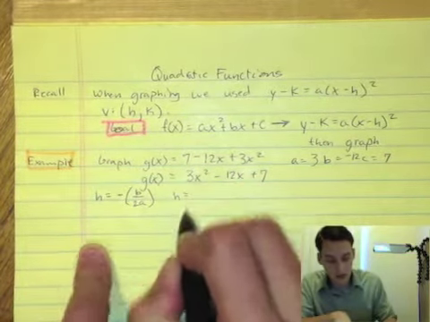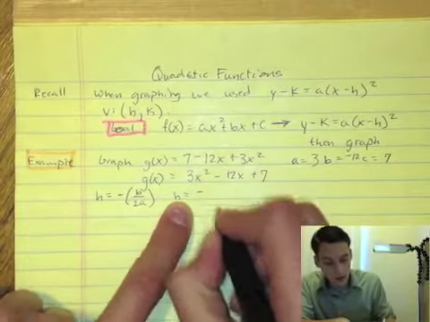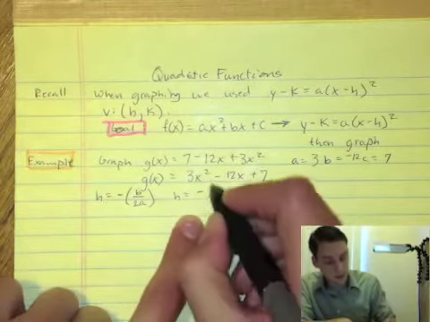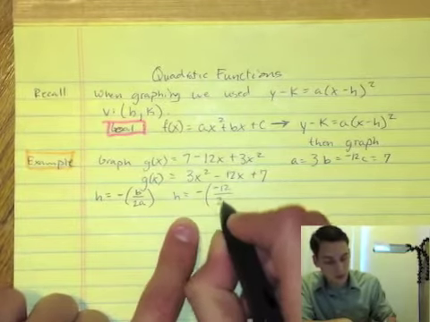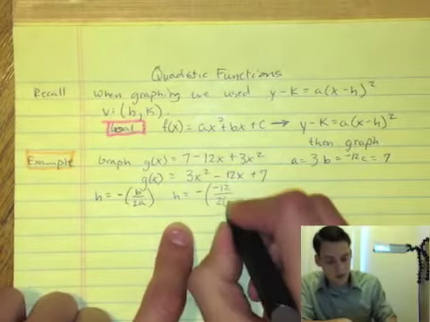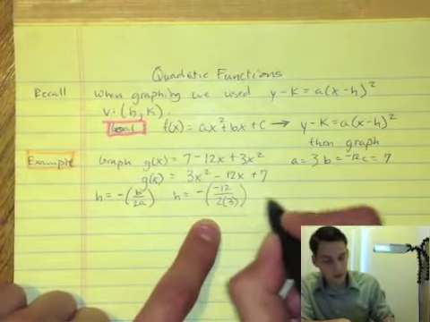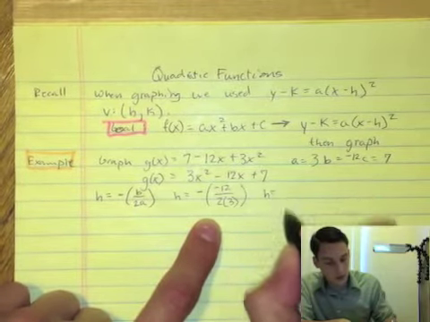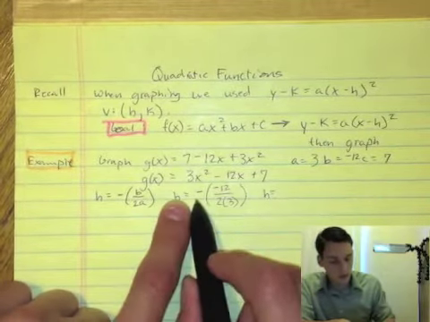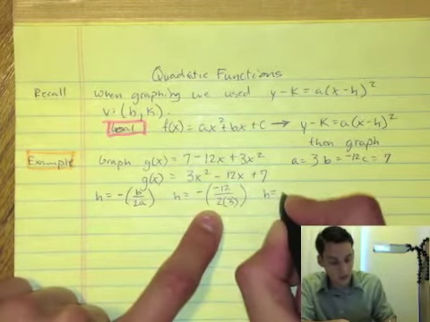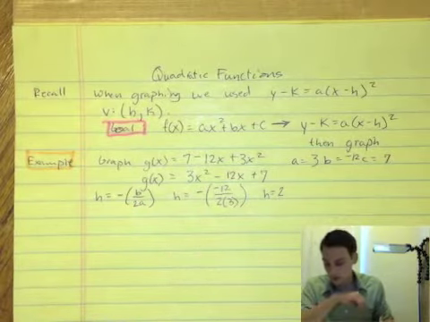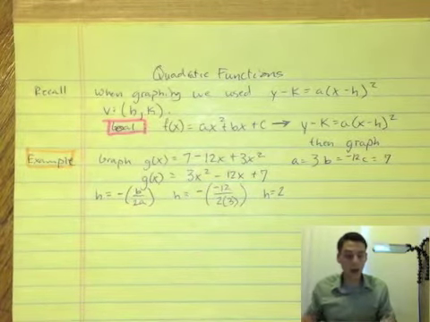So h in this case is the opposite of negative 12, because that's b, over 2 times a is 3, so 2 times 3. So h equals positive 12 divided by 6, which is 2. H equals 2. Alright, now how do we find k?